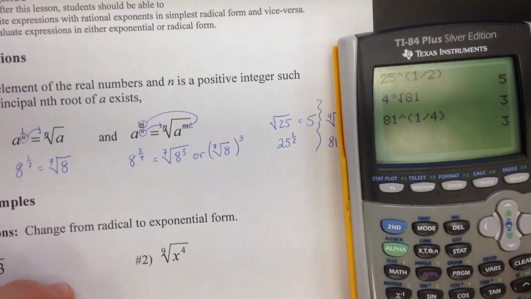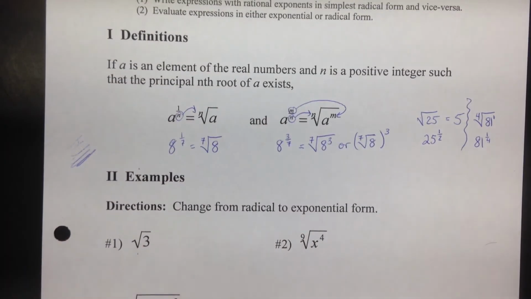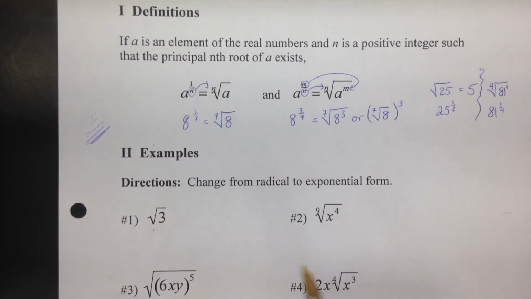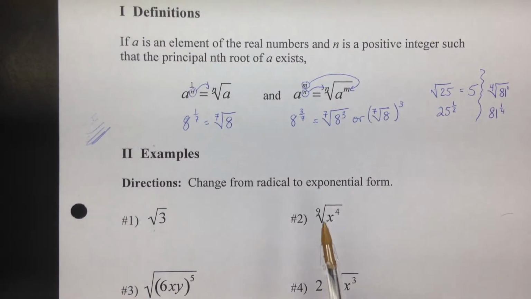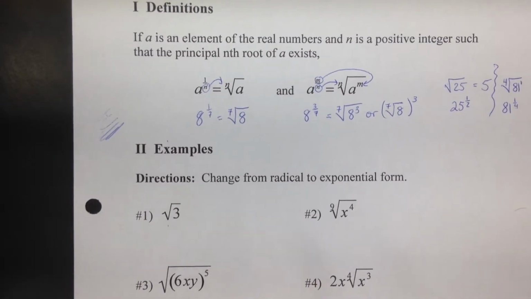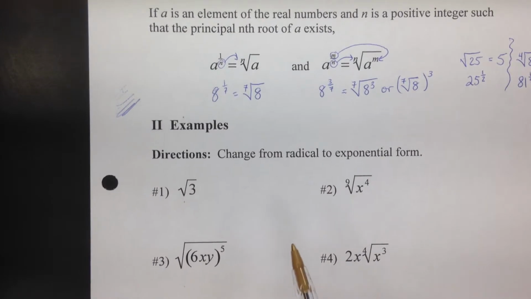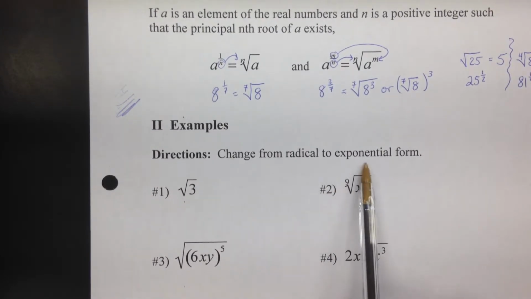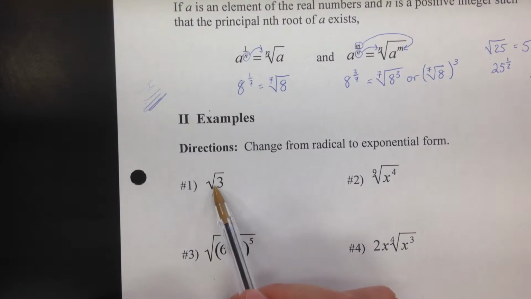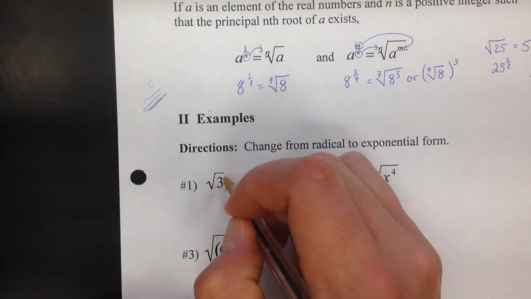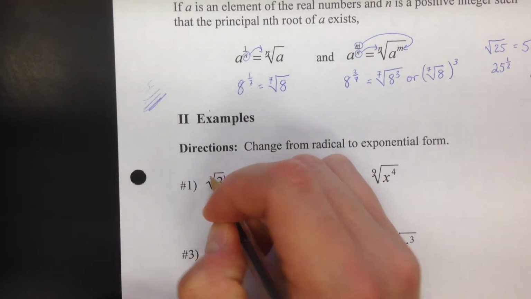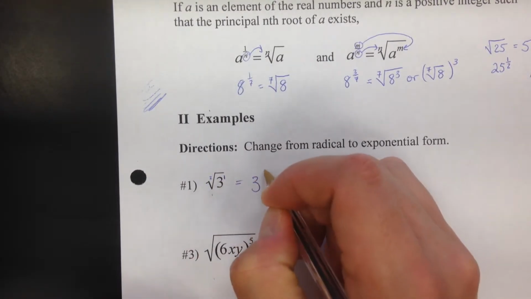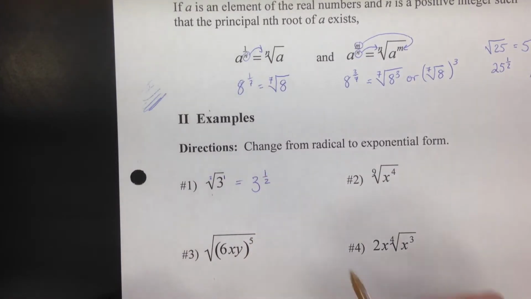Okay, so it's correct. So what we're going to do for the most part today is we're going to take expressions and work with rational exponents and radicals, and change them back and forth depending on the situation. So for example, number 1, it says change from radical to exponential form. Well, the square root of 3, that's 3 to the 1st. Now the index, when there's nothing there, it's a square root, it's a 2. So we can write that as 3 raised to the 1/2 power. 1/2 is our exponent. And that's it.